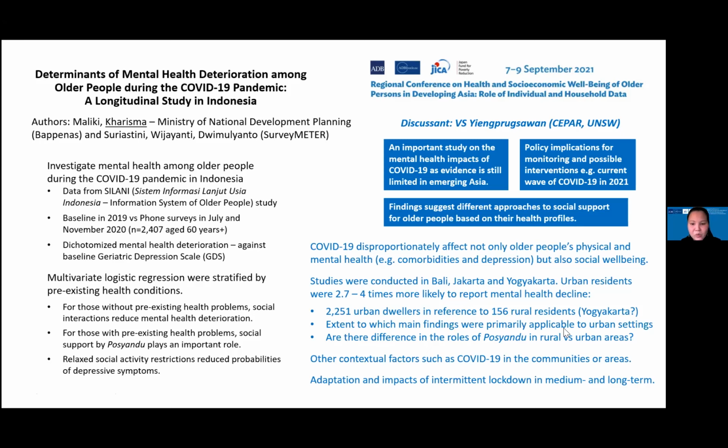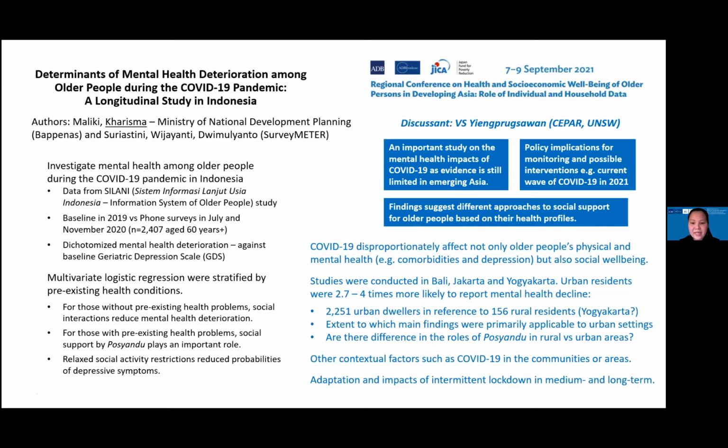I'm wondering to which extent this has an impact on the findings because of these differences. The other thing I'm wondering is, are there differences in the role of Posyandu in rural versus urban areas, because it seems to be quite a major part of your conclusions. The two other parts that relate to the study: I'm wondering about the contextual factors related to COVID-19 in the communities and in the areas that you studied. How does that compare to the rest of Indonesia, for example? I would imagine these are quite high contracting areas for COVID.